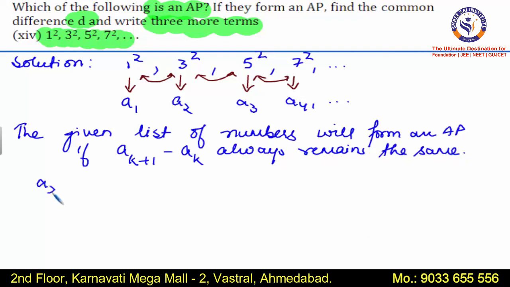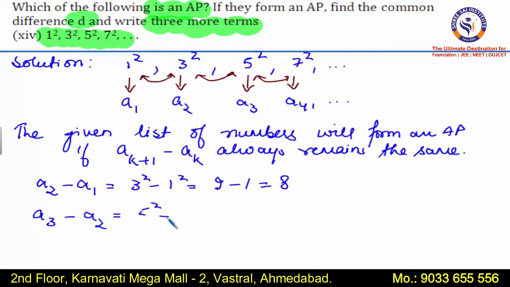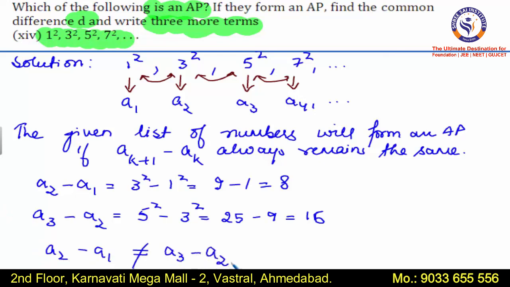First, let us find out A2 minus A1. A2 is 3 square minus 1 square. 9 minus 1 is 8. Now let us find out A3 minus A2. A3 is 5 square minus 3 square. This is equal to 25 minus 9, and this is equal to 16.